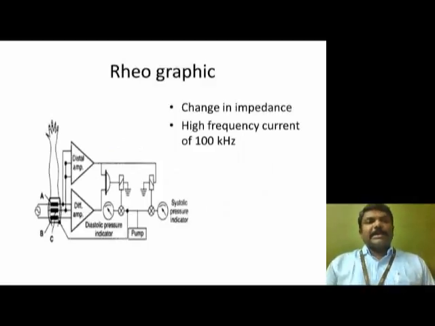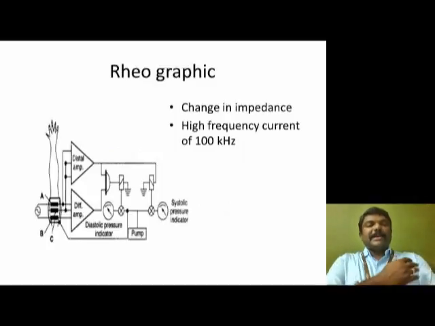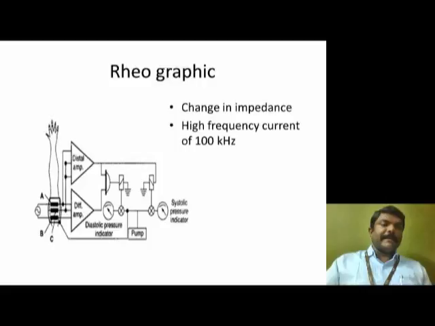Now there is another method where we can find out the blood pressure, that is called a rheographic method. In the rheographic method, the measurement is based on a change in impedance. Again the cuff will be there, inflation, deflation, all the things will be there. Only thing is how we measure, as I told you in the beginning.